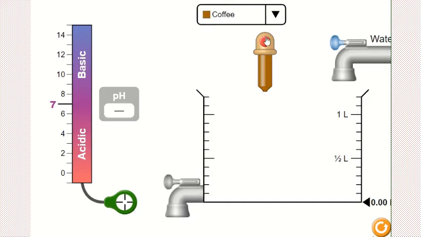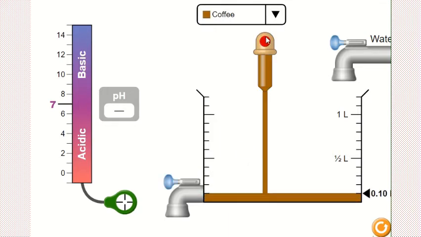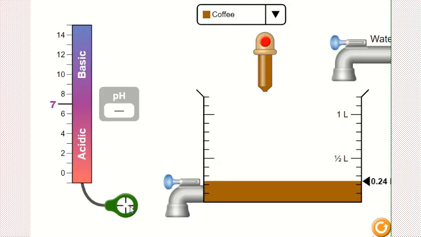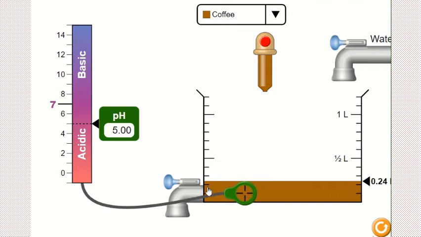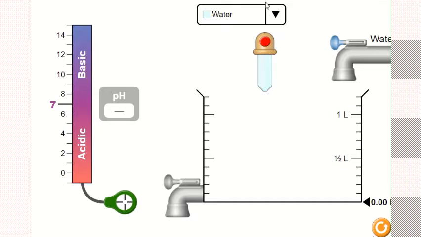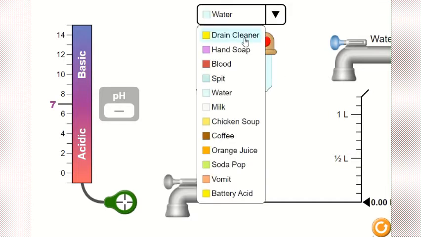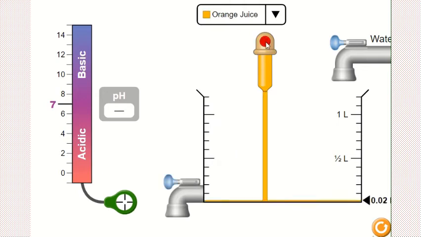I'll go for coffee and put some coffee in the container. Let's measure the pH of the coffee. So is it acidic or basic? It's acidic, excellent, with a pH lower than 7. Last example, let's go for the orange juice.